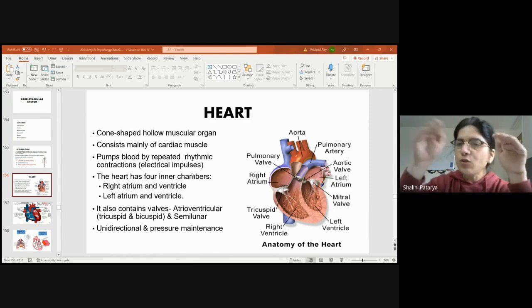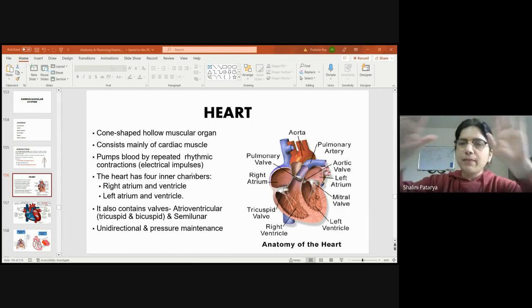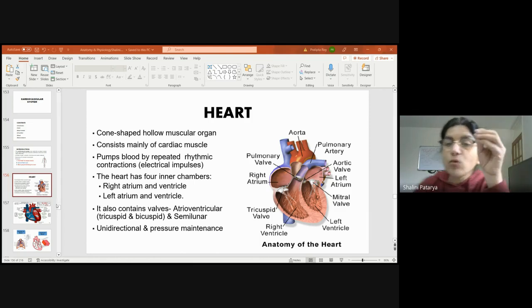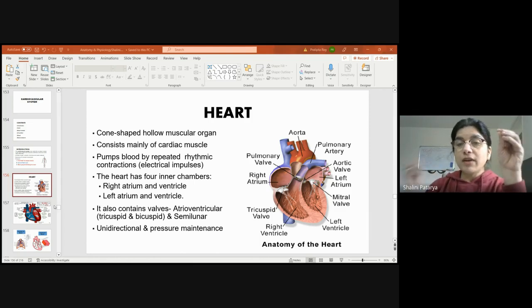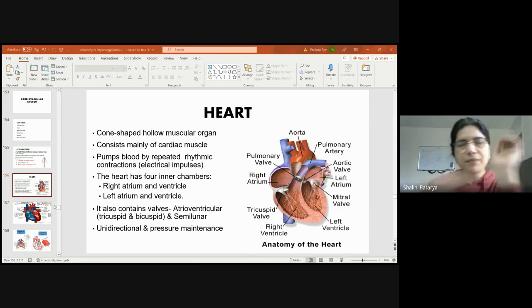In between, two valves are there: here the tricuspid valve, here the bicuspid valve. So you are able to label these things now, right? After that, the aorta, pulmonary veins and arteries are there. I will make it easy to remember these things, so that without looking into the book you are able to draw this flow. Today only you have to do this work. No need to remember the cone shape, muscular and so on. I will give you an easy one.